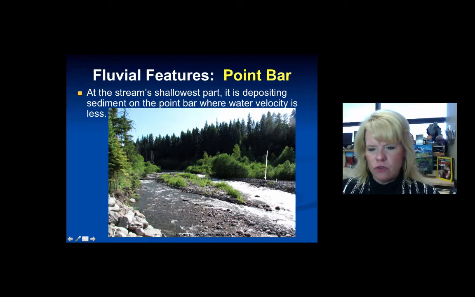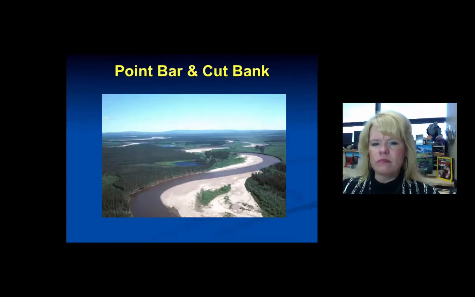Point bars would be like what this thing is right here, and these types of deposits that you see along the edges, or this one right here. These are the shallowest part of a stream. They're on the opposite side from a cut bank, and they actually are going to be where the lowest flow energy would be. So can you tell where the point bar and the cut bank are located?